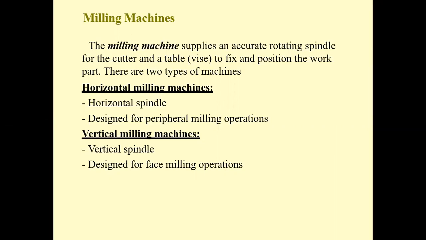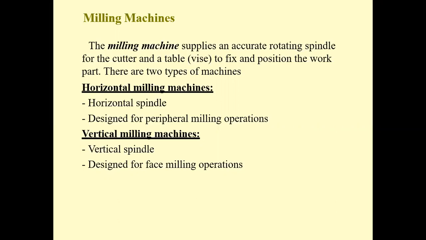So horizontal milling machine, so the spindle is in the horizontal direction. Normally these horizontal milling machines are designed for peripheral milling operations. So whatever milling operations we have seen in the last class, in that peripheral milling operation, normally we are using a horizontal milling machine. Whereas the second category of milling machine is a vertical milling machine.